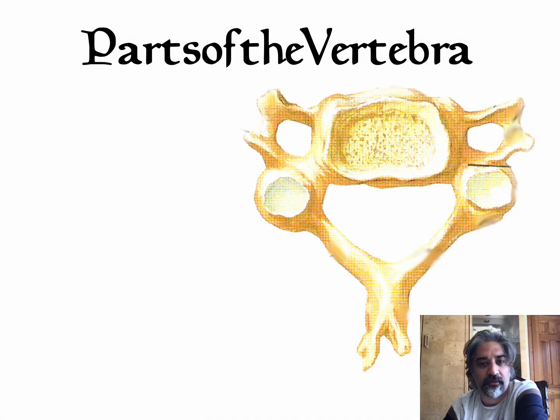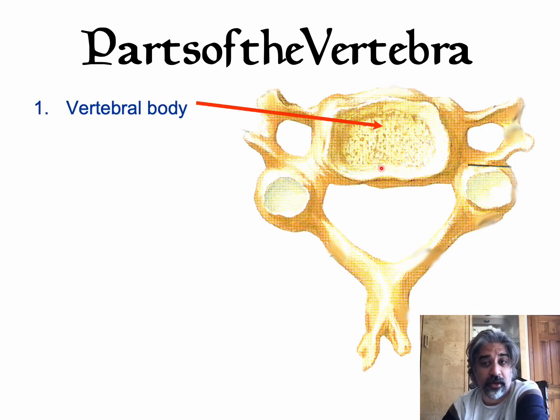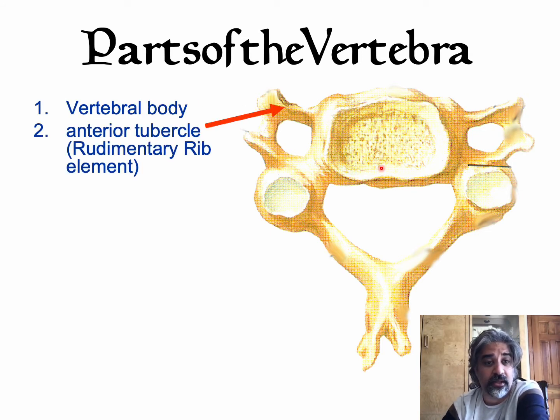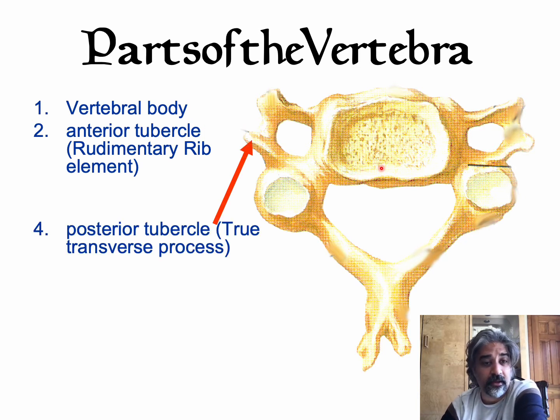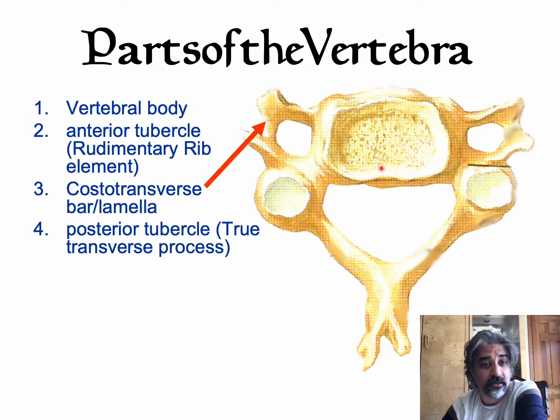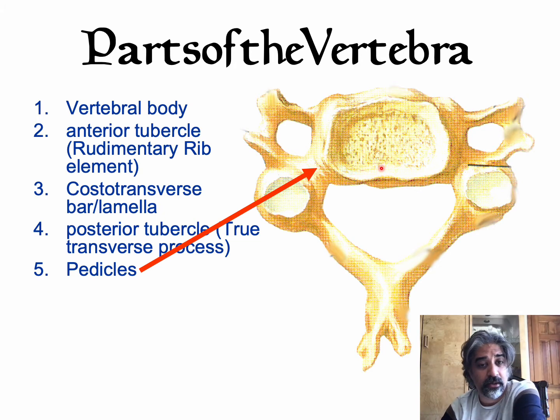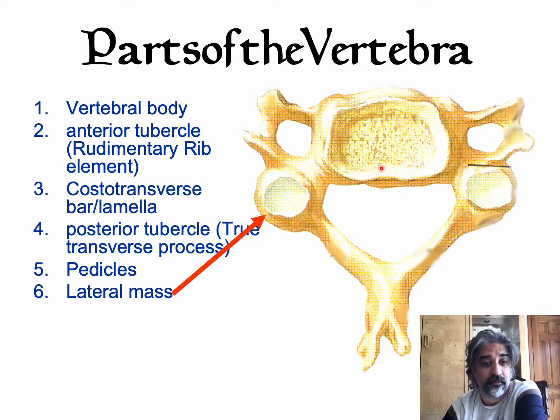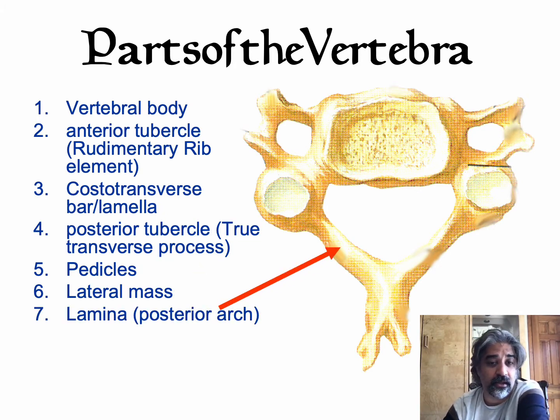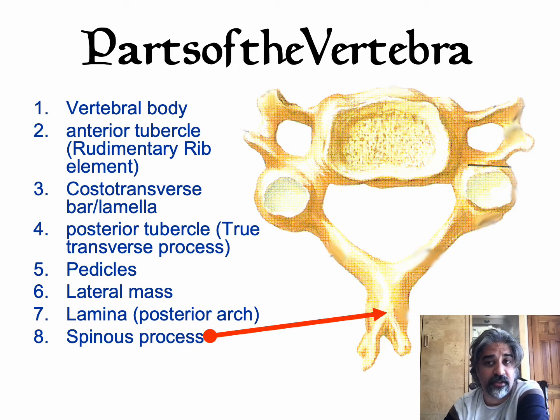So let's look at it from Netter. There's the vertebral body. There's the rudimentary rib element, which is also called the anterior tubercle. That's the posterior tubercle or the true transverse process. There's the costotransverse lamella or costotransverse bar. There's your pedicle. There's your lateral mass, lamina, and the bifid spinous process. So let's look at each of these in detail now.